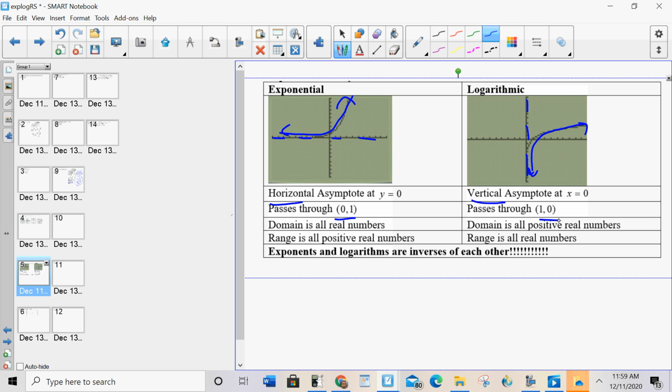The domain for exponential is all real numbers. The range for this one is all real numbers, the opposite. The range for this one is positive real numbers. The domain for this one is positive real numbers, the opposite. Because exponential and logarithmic functions are inverses of each other. That's everything that you need to know.